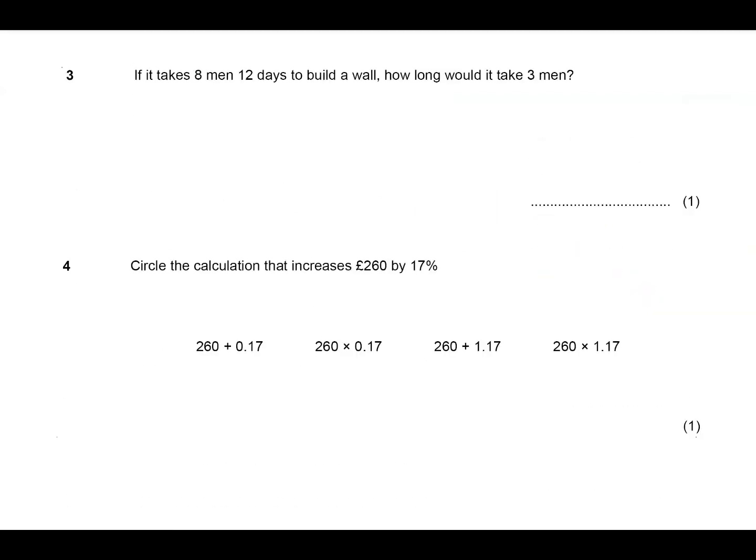Question 3. If it takes 8 men 12 days to build a wall, how long will it take 3 men? Now, when you look at questions like this, you must be thinking about inverse proportions. So, our ratio, our strap line from the initial information is 8 men take 12 days. Now, before we can work out the 3 men, because it's a horrible number, we can work out one of something. So, how long will it take 1 man to build the wall?